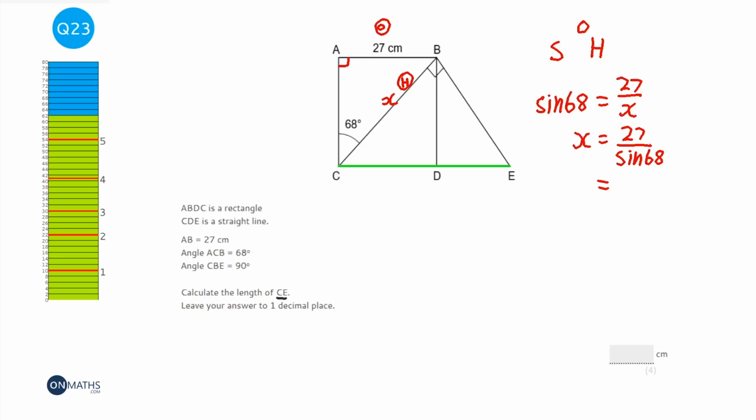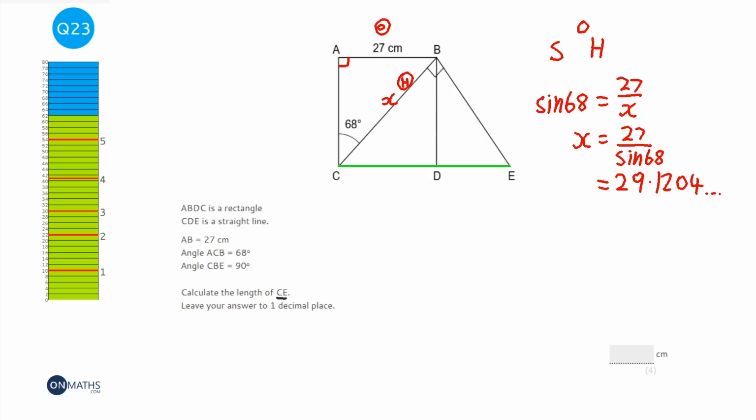And so if I do that on the calculator, 27 over sine 68, and that gives me 29.1204. And I just do a few more decimal places than usual, because it's not an answer and you should never round your working out. If it's asking for one decimal place, I think 4 decimal places should be enough, but I'm going to try and keep it in the calculator if I can.